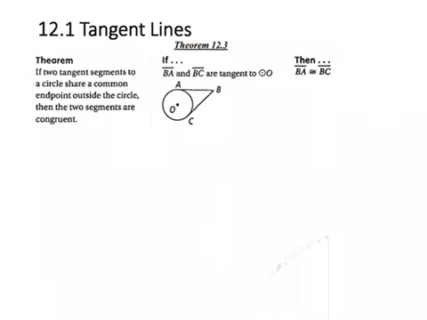In this theorem, it states that if two tangent segments to a circle share a common endpoint outside the circle, then the two segments are congruent. So in this case, AB and BC are both tangent to circle O, and they meet at endpoint B, so therefore they must be congruent.